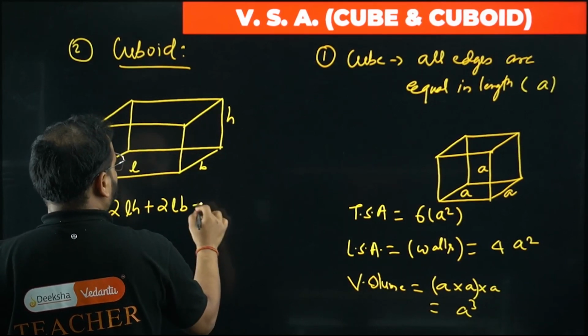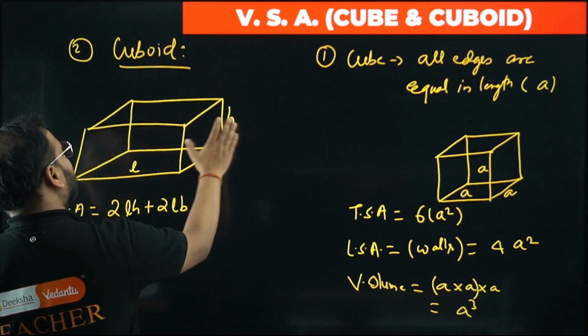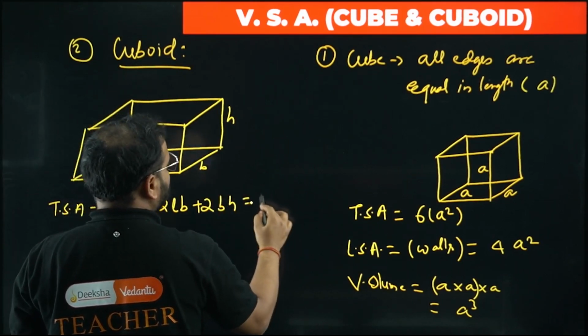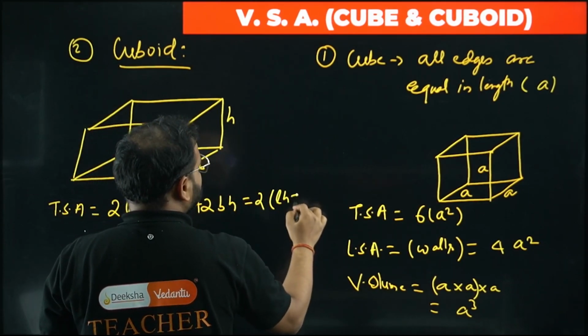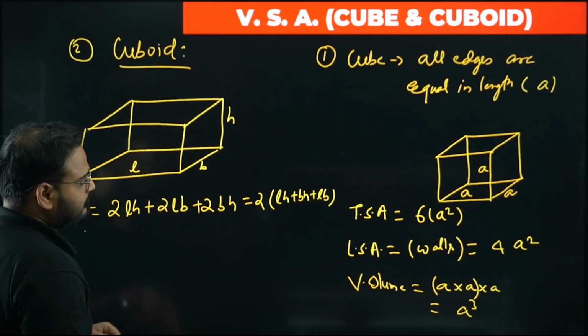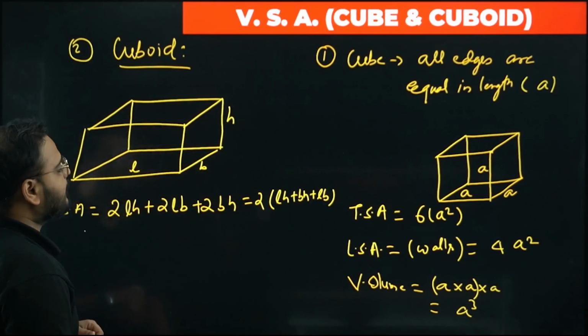2LB. What about the side part? B into H, on both sides. Again, twice BH. Do one thing, take 2 common: 2(LH + BH + LB). Okay, that is my TSA.